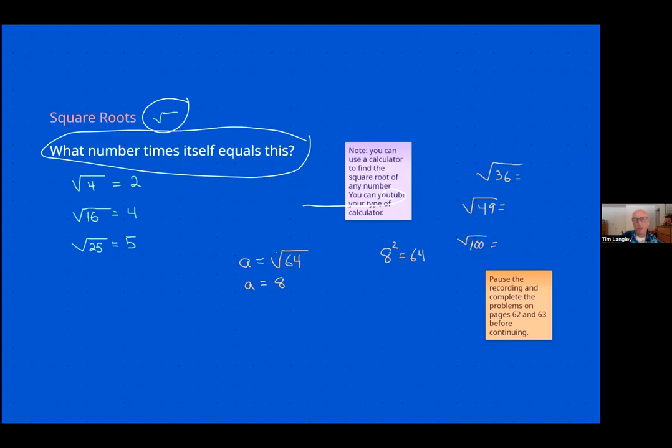Okay. A's square root of 64 is 8, 8 times 8 is 64, right? So that's it. A is 8. Okay. Square root of 36, again, 6. Square root of 49, 7. Square root of 100, 10 times 10 is 100. All right. I want you to pause this recording and do all the problems on pages 62 and 63 before continuing.